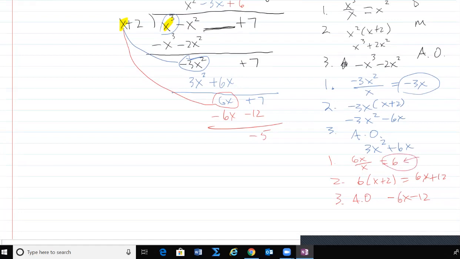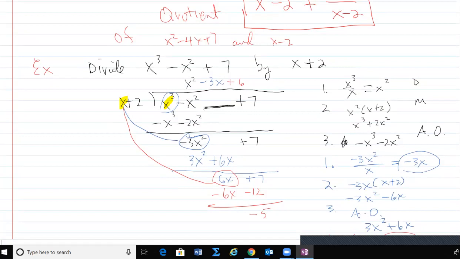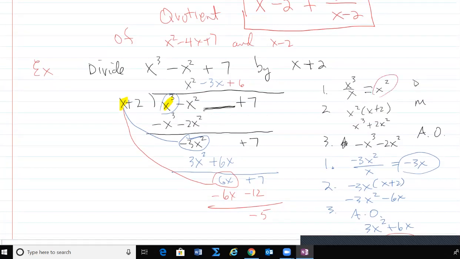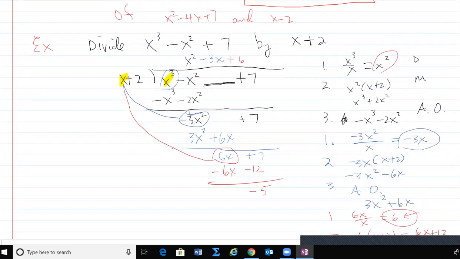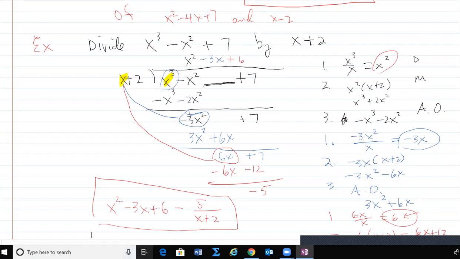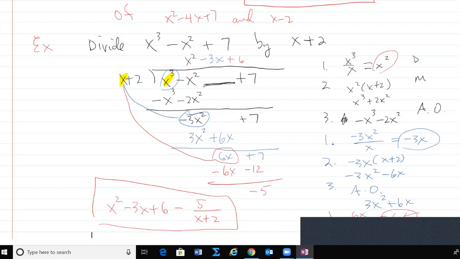So we can't forget those. Those are parts of our answers, right? X squared minus 3x and a 6. So how do we write our answer? We take x squared minus 3x plus 6, and we write minus 5 over x plus 2. Okay, that's how we write our answer. All right, so that's the name of that tune. Okay, so let's go ahead. Next selection will be a shortcut for this, if you're up for it.